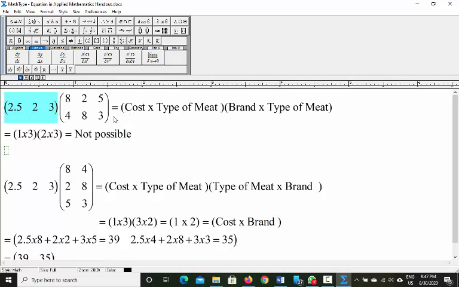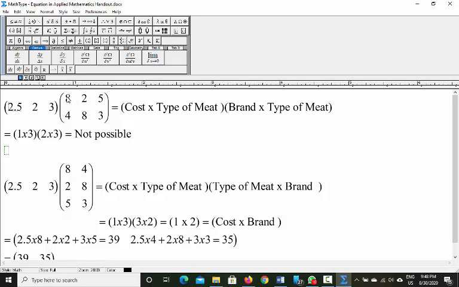So these are the costs, and in the row we are getting cost, that means the price of meat or the cost of meat. And in the column we have type of meat. In the first column we have beef, in the second column we have pork, in the third column we have lamb. So in the column we have type of meat, and in the row we have cost or price of meat.